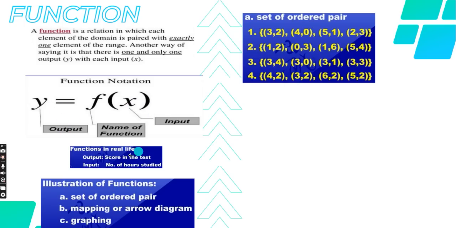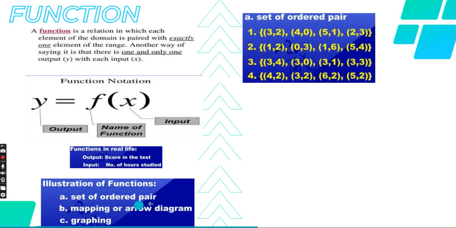Functions in real life, for example: the input is the number of hours studied, and the output is the score on the test. If you input more hours of studying, there could be more chances that you could get a higher score in the test. To illustrate a function, we use 3 types.